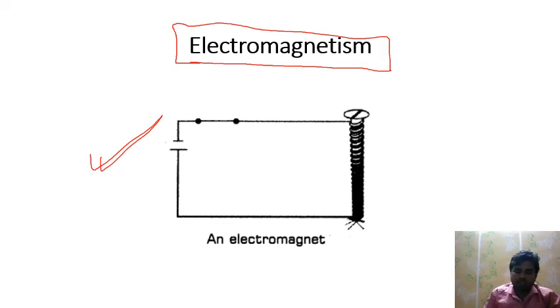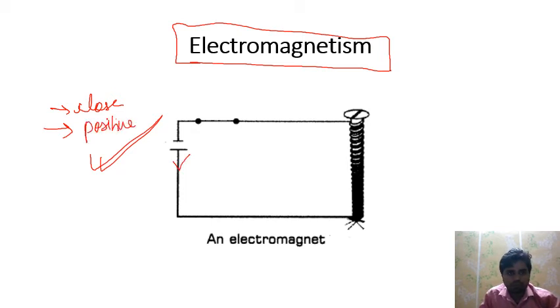So student, look at here. First of all, the question is: is this circuit open or closed? So this circuit is closed. From which terminal is the current moving? So from the positive terminal. Okay. So tell me, is the iron nail conducting or non-conducting? It is conducting.